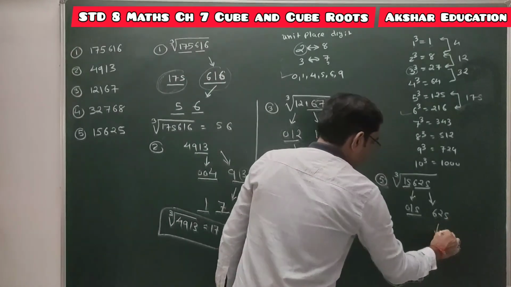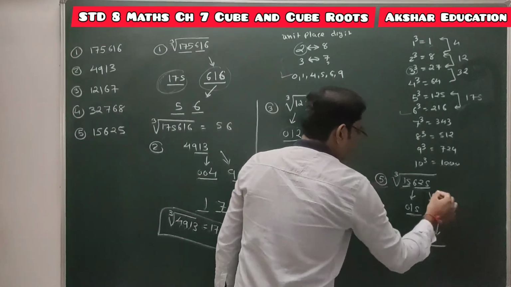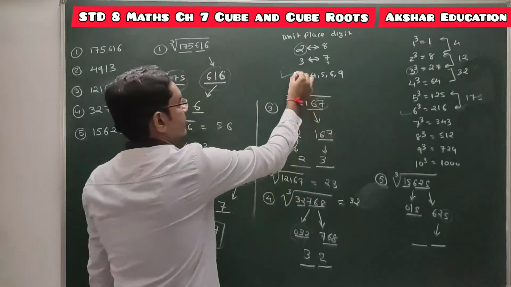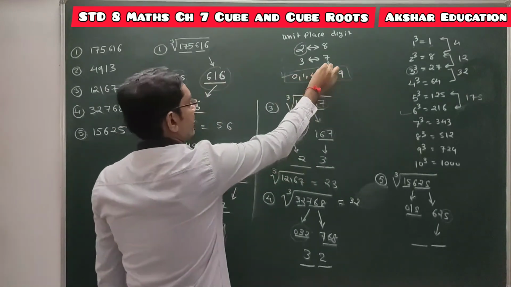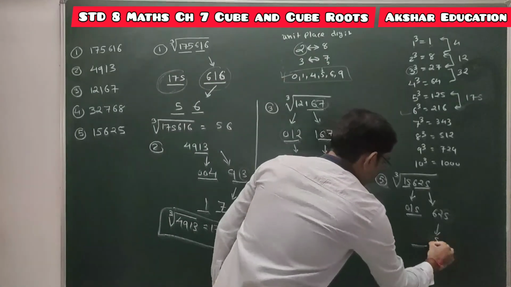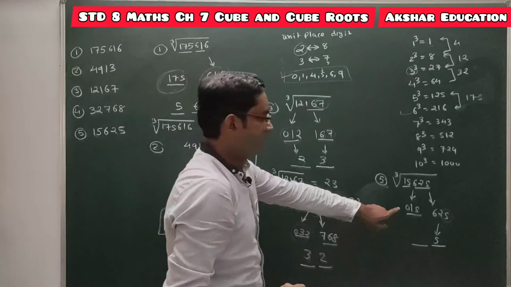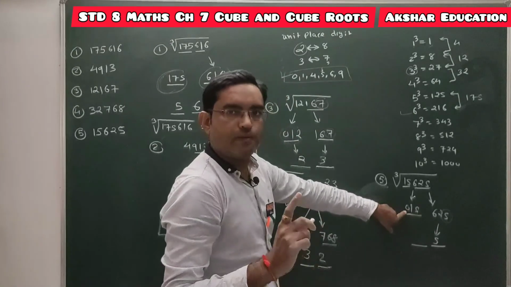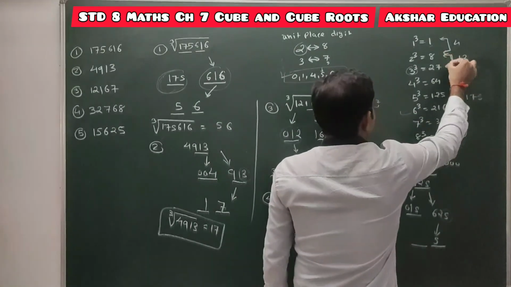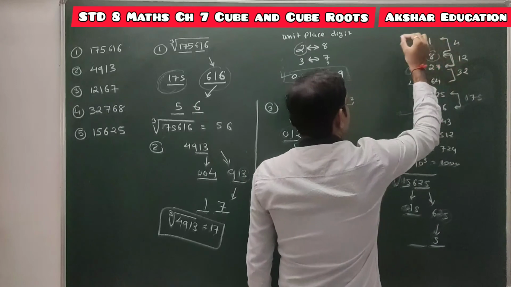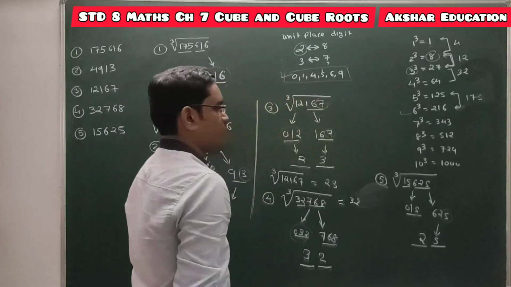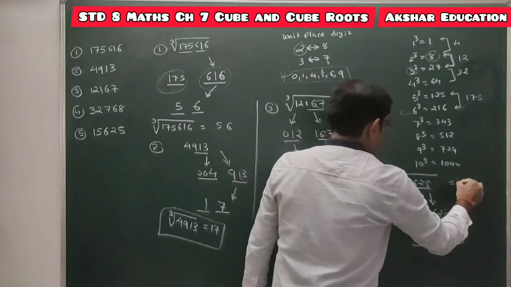Now for the unit place digit, you have to check the unit place digit of this first group. Here the unit place digit is 5, so we know that whenever the unit place digit of a given perfect cube number is 5, we get the same number as the unit place digit in the cube root of that number. So 5 is there. The second group digits are 0 1 5, that means the number is 15. 15 lies between which two perfect cube numbers? 8 and 27. So the smallest perfect cube number is 8, which is the cube of 2. So the tens place digit is 2. So the cube root of this given number is 25.